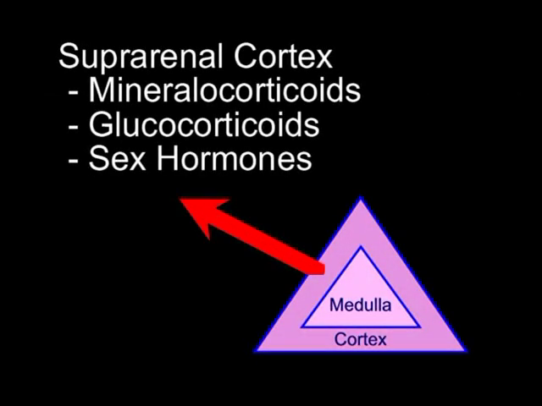Each suprarenal cortex produces a variety of hormones which can be grouped into 3 categories: mineralocorticoids, glucocorticoids, and sex hormones. Mineralocorticoids, for example aldosterone, are concerned with electrolytes of the body. Glucocorticoids, for example cortisol, are concerned with many metabolic functions and are anti-inflammatory in nature. Sex hormones include the adrenal androgens and estrogens.